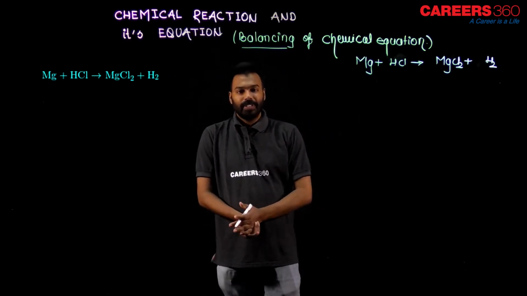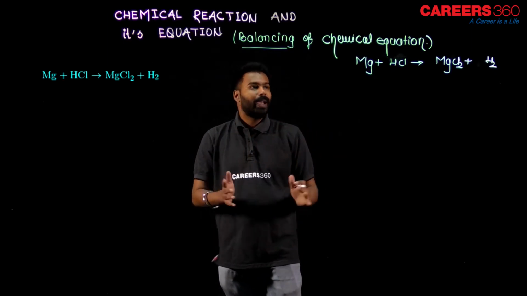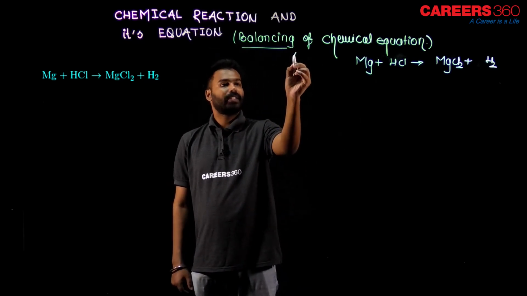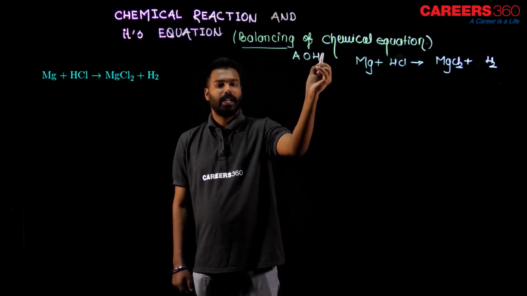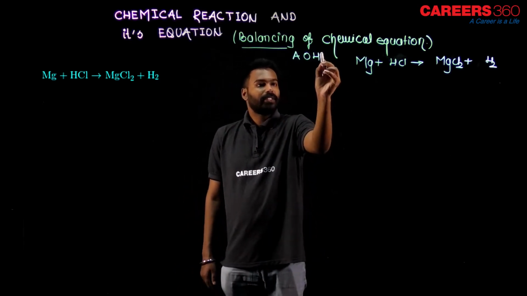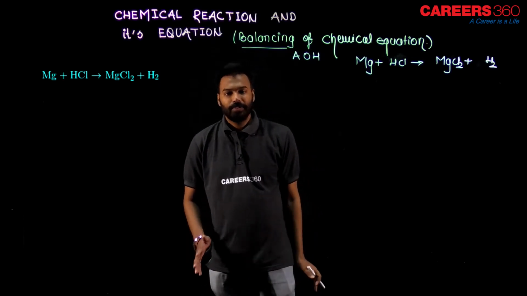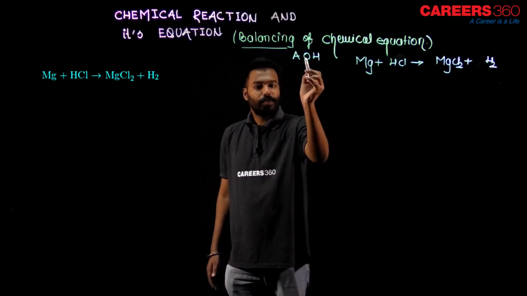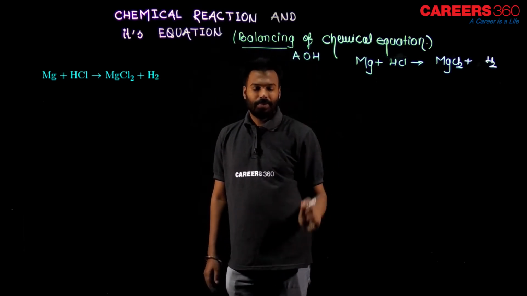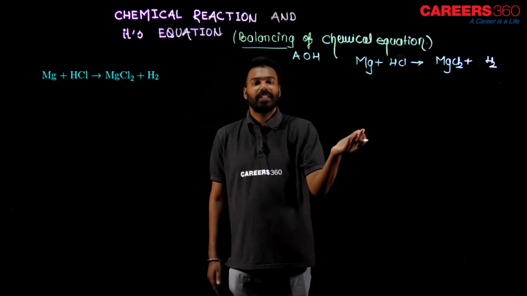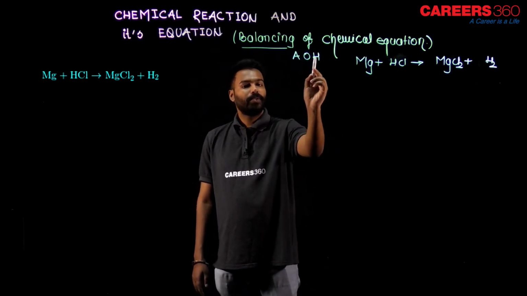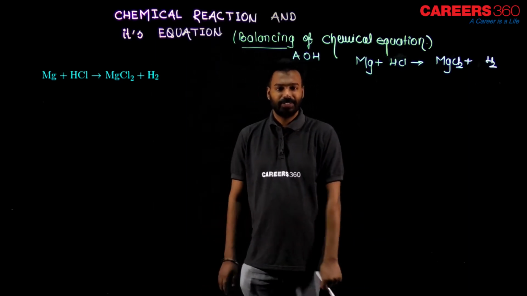You must remember that in order to balance the chemical equation, you have to follow one pattern and that is AOH. When you go to class 11, I write C also. C stands for charge, H is hydrogen, O is oxygen and A is that atom which is other than oxygen or hydrogen. Okay, you must follow the order of AOH. You can easily balance the chemical equation.